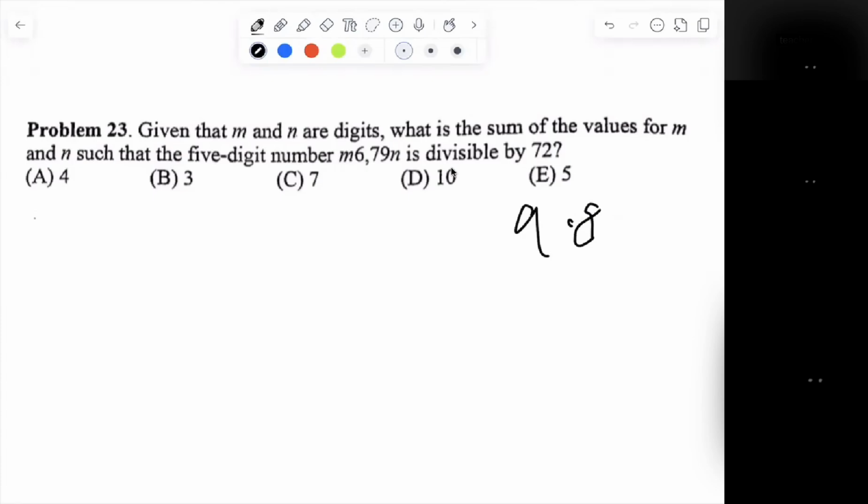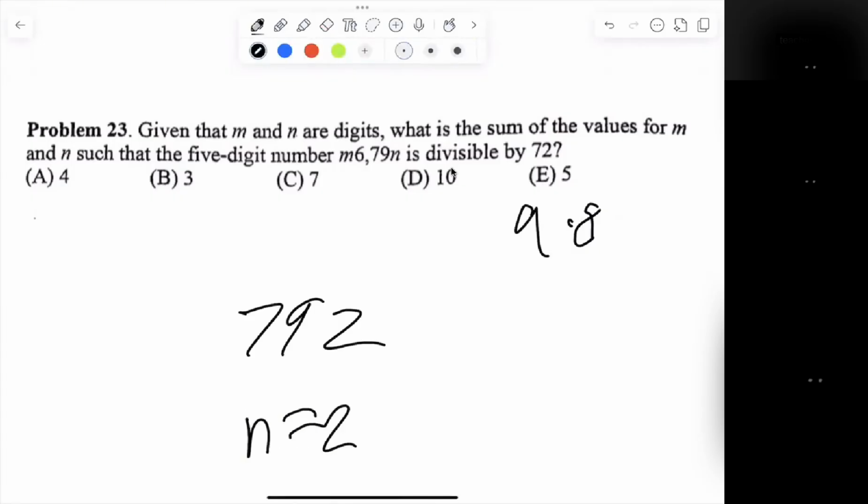Let's get started with the 8 condition. Well, from here, we notice that if we test out all the values, we can let n be equal to 2 to get 792, which is equal to 72 times 11, which is indeed divisible by 8. Right?